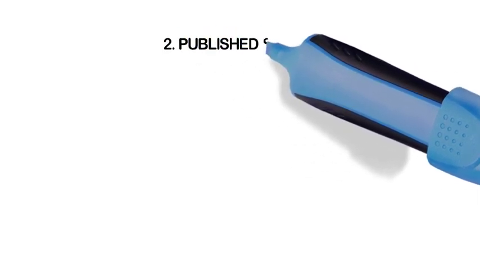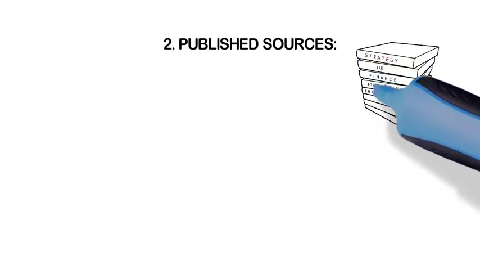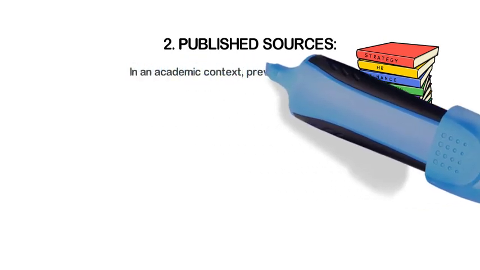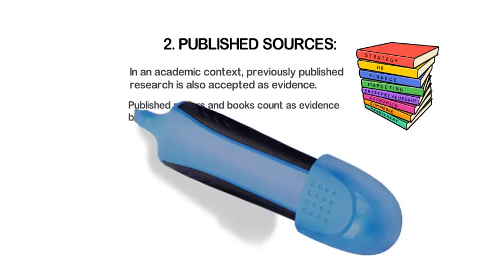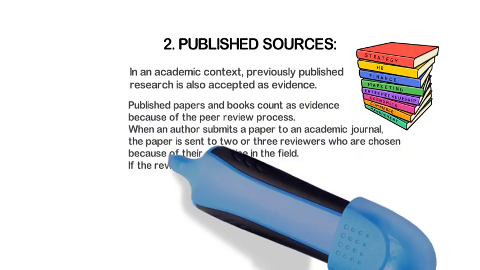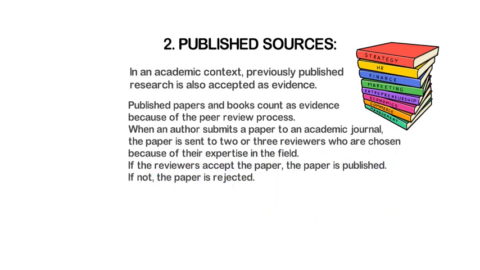The second source of evidence in academic contexts is published sources. So previously published research is also accepted as evidence. Published papers, books, they all count as evidence because of the peer review process. When an author submits a paper to an academic journal, the paper is sent to a couple of reviewers who are chosen because of their expertise in the field. If the reviewers accept, the paper is published. If not, the paper is rejected.